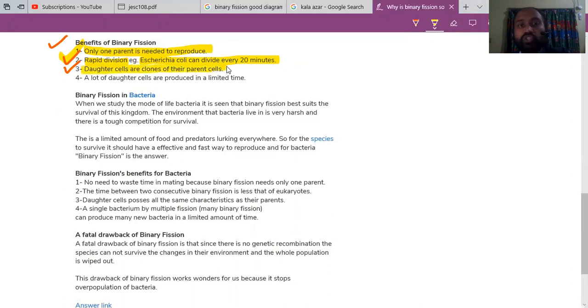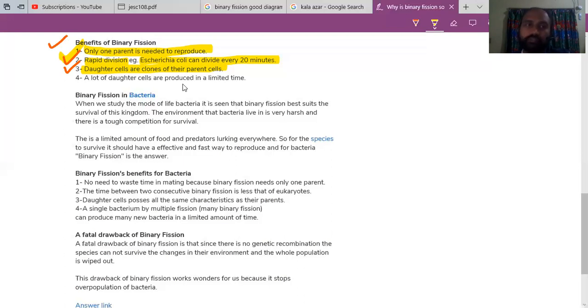Daughter cells are clones of the parent cells, exact clones of the parent cell. So actually in that term, the bacteria never dies. The same bacteria is formed again, isn't it? So that's a very interesting thing. So daughter cells are clones of their parent cell.